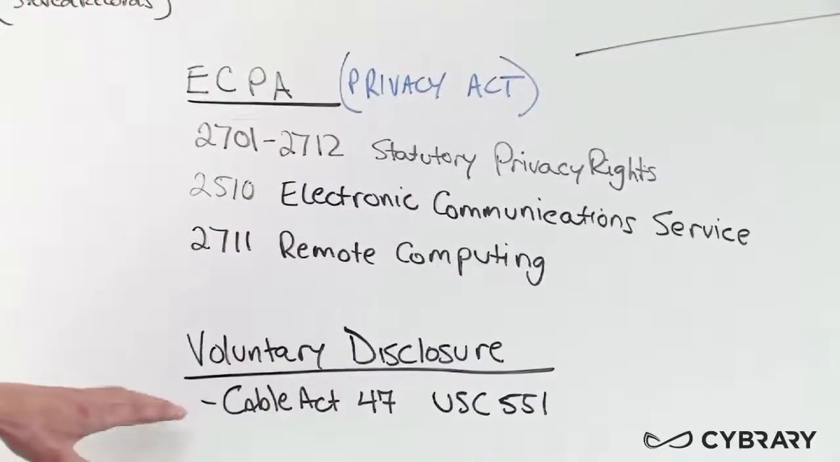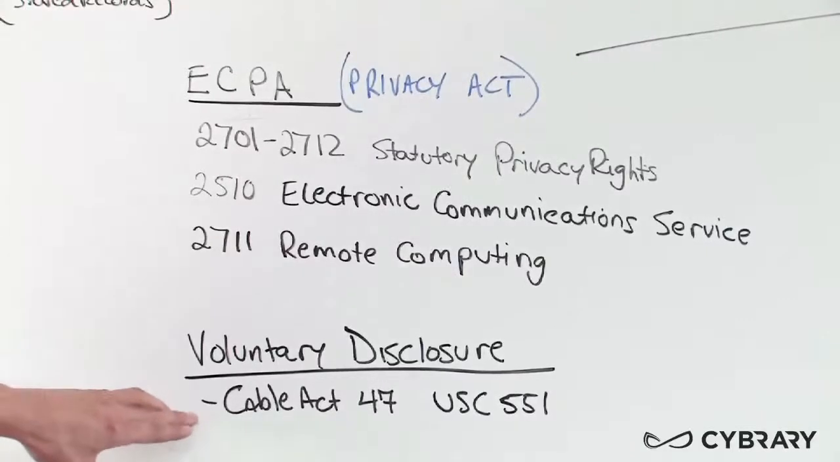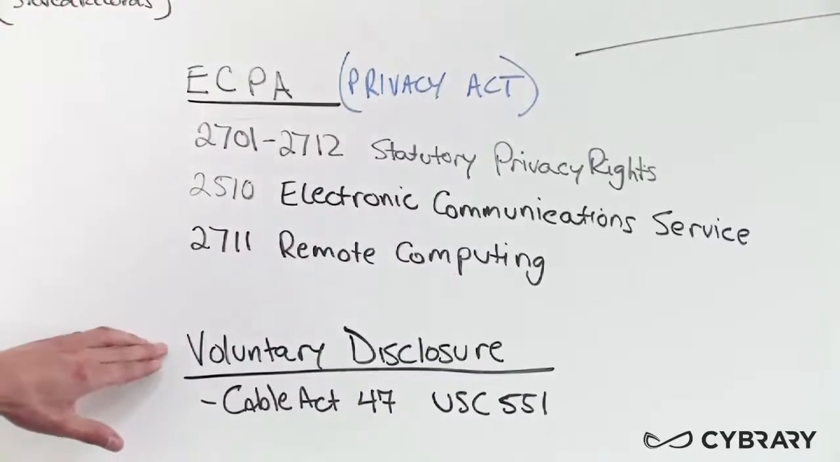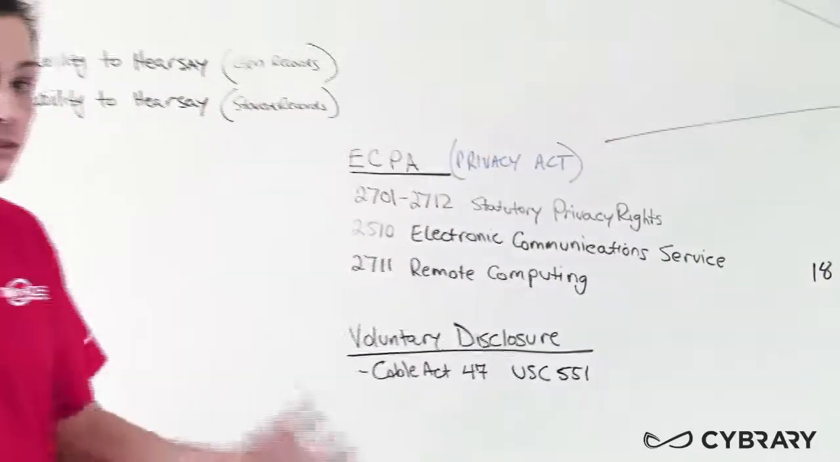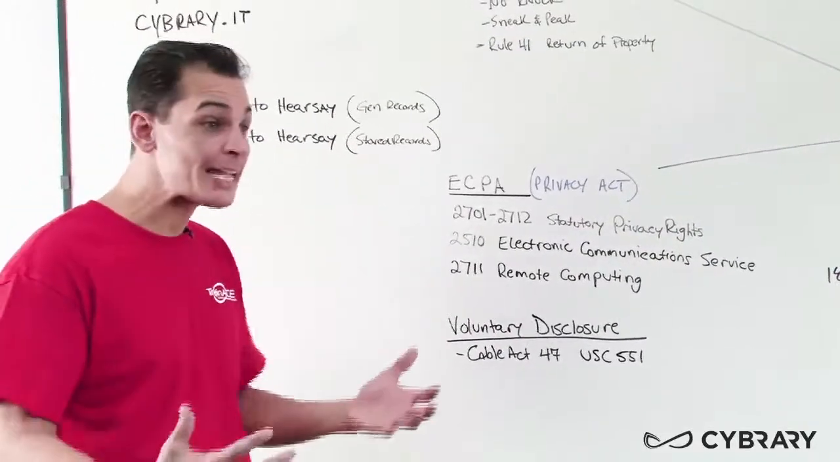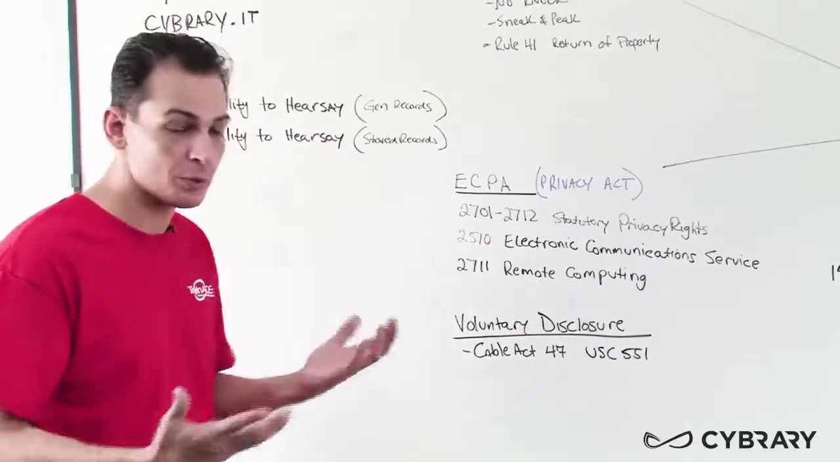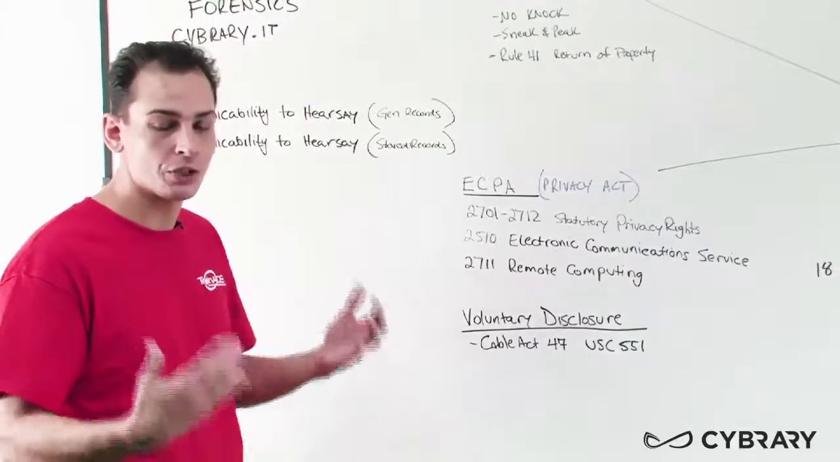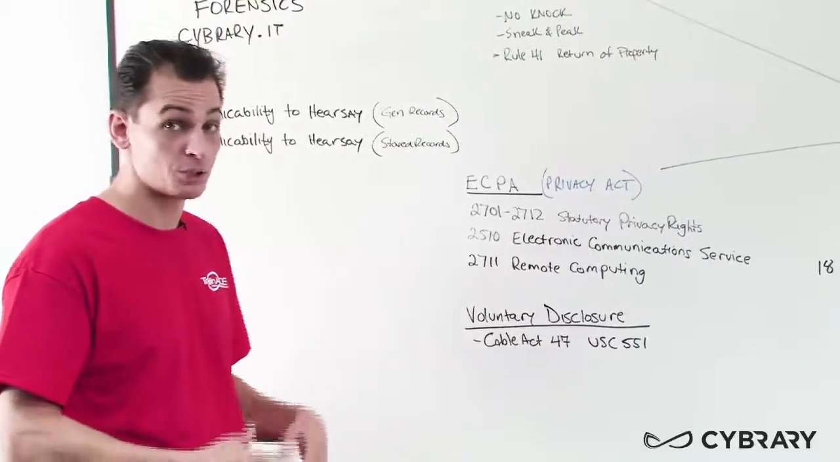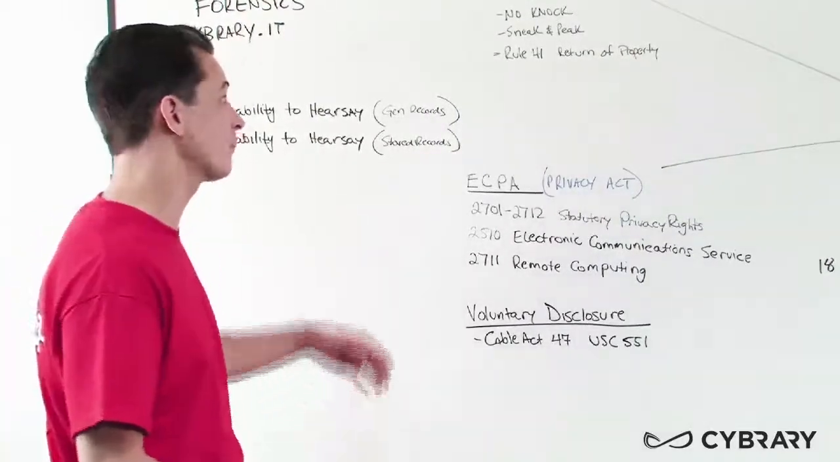You also have the Cable Act, 47 U.S. Code 551, which is for anything that you voluntarily disclose. Lots of numbers, lots of names here, but if you're pursuing a career in forensics, these are all of the statutes and rules that you're likely to be citing frequently. So that's why we want to make sure that we know these inside and out.